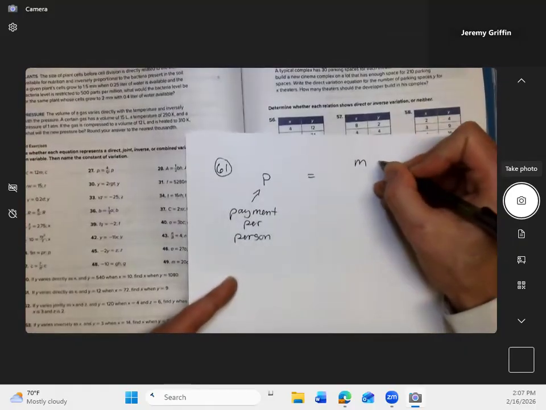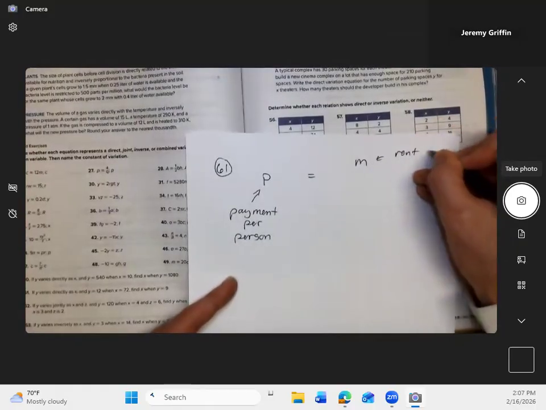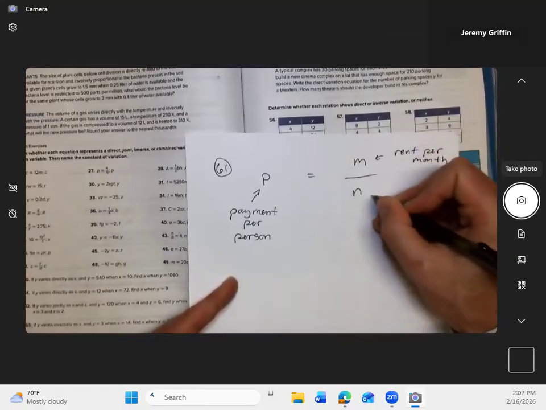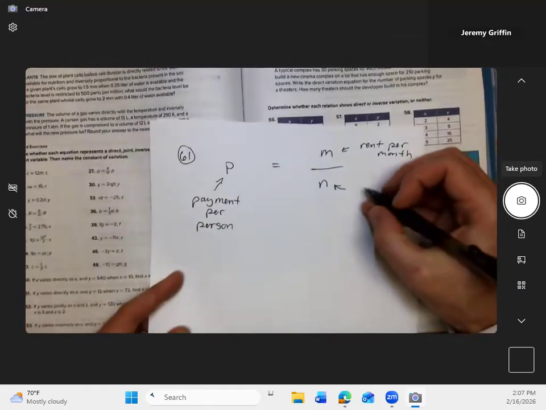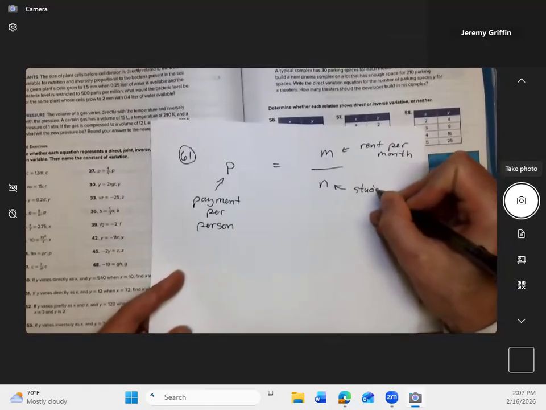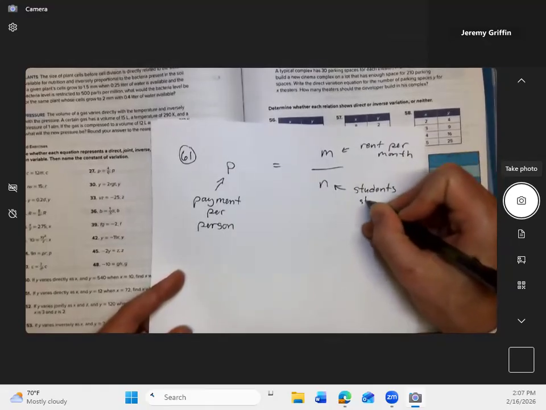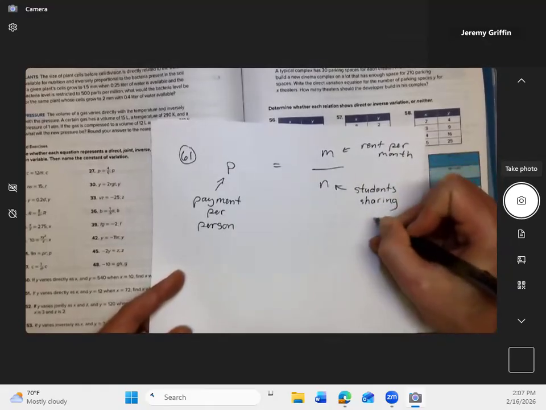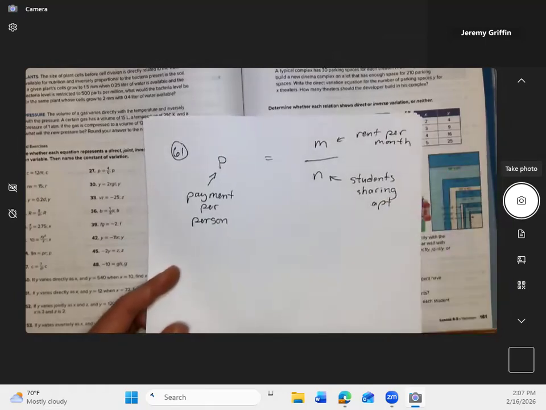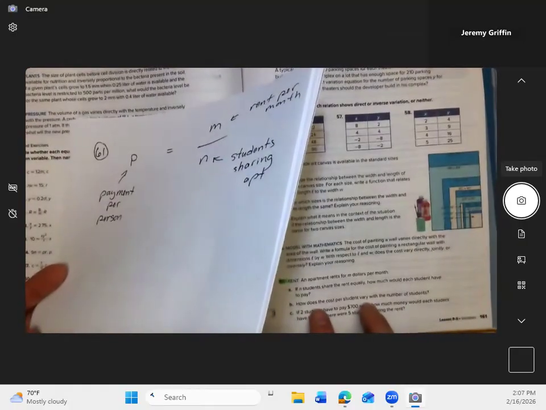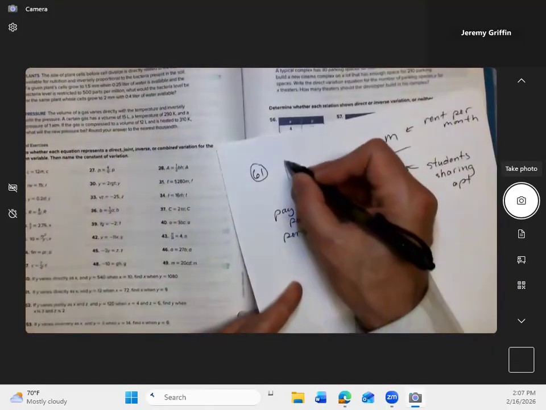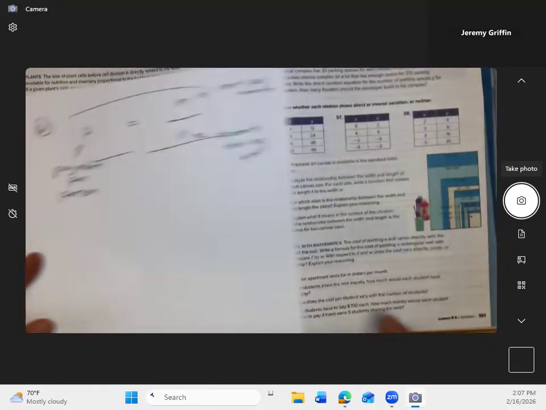They're doing $M per month. So this is rent per month. And we're going to divide it by N, that's students sharing the apartment. Right. Well, okay, we're collectively renting the apartment, right? Okay. All right, so we got this up here. That's probably what they're looking for for part A, something like that.